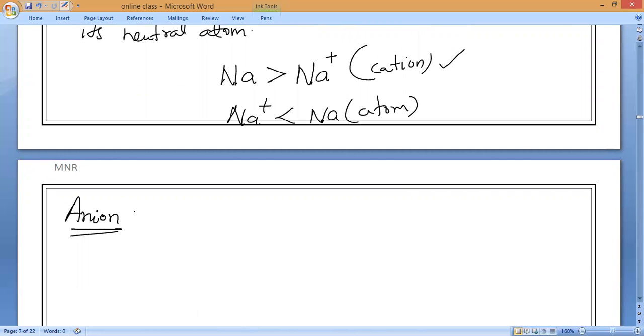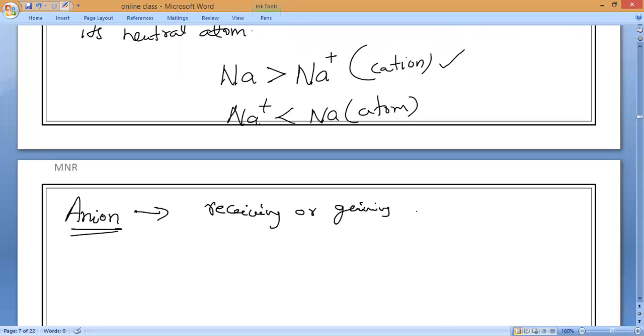Anion. So anion means, tell me, it will form either by receiving electrons, or by loss of electrons, or by donating electrons. Anyone? Receives electrons, sir. Receiving or gaining electrons.